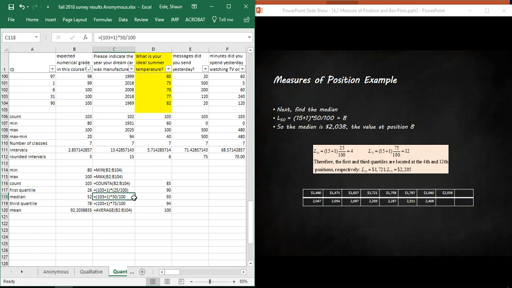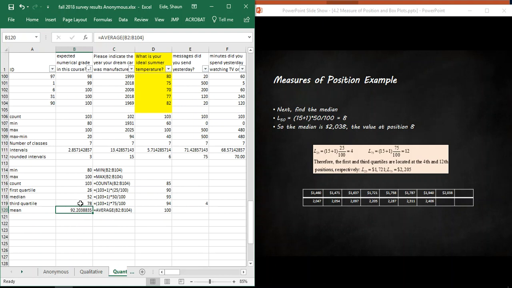Okay. And we also have something called an interquartile range. The interquartile range is the third quartile minus the first quartile. So let's do equals third quartile minus first quartile. And that gives us an interquartile range of 4. And then I also calculated the mean for you, which is you just have to do average, and once again you highlight the entire data set.